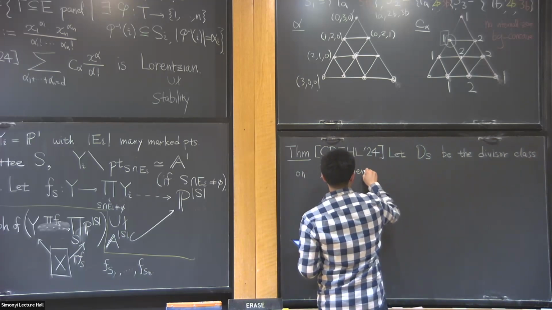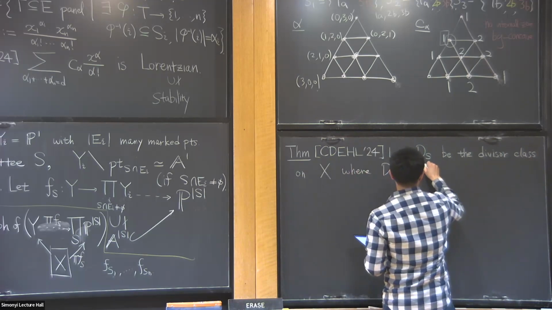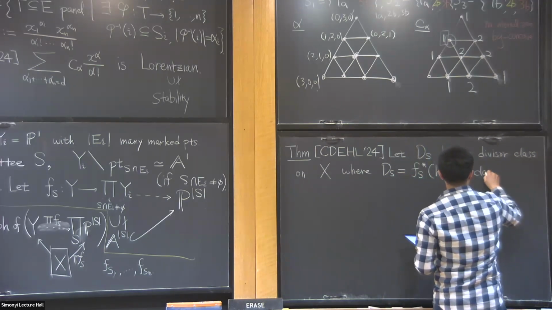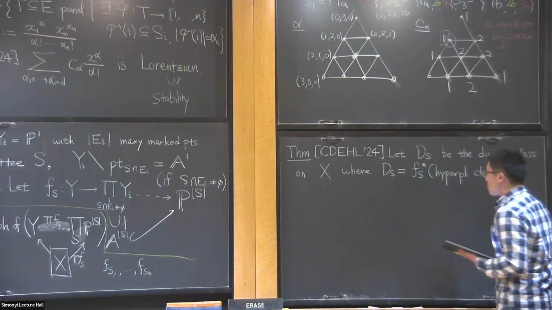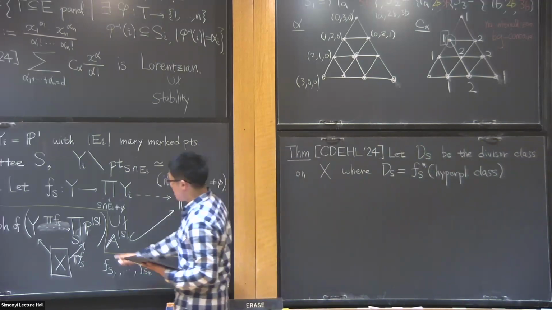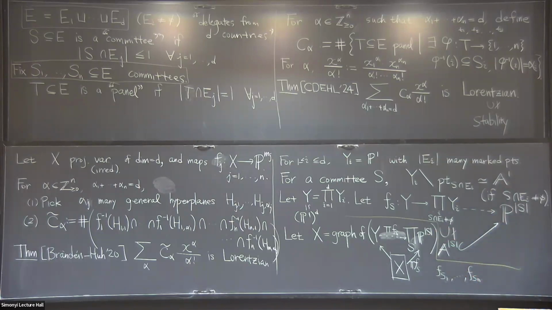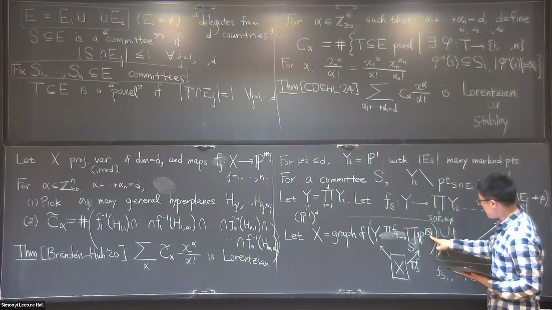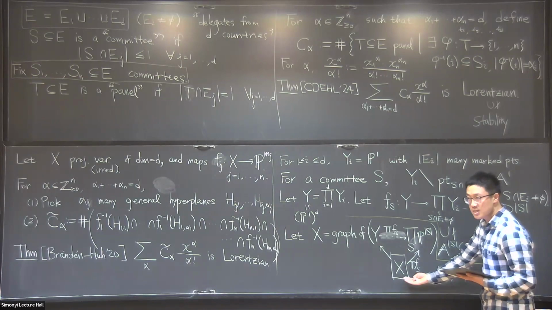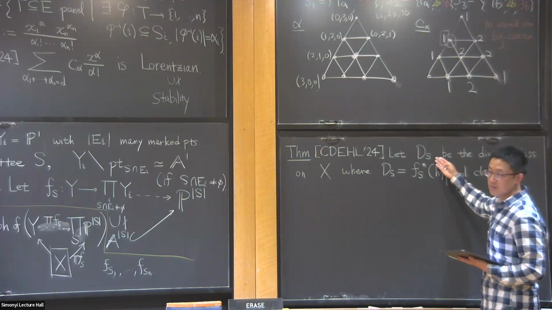where it is the pullback of a hyperplane class from whatever projective space, the dimension being the cardinality of S. So a bunch of maps to P sub S. Take a general hyperplane. Look at its inverse image, which is some hypersurface. That hypersurface has some cohomological class, and we're calling that D of S.